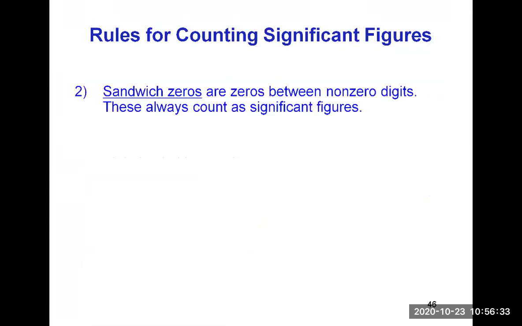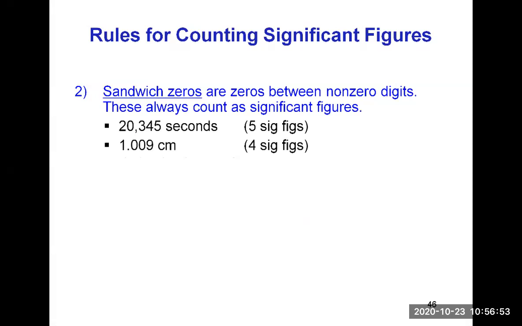Sandwich zeros are zeros between non-zero digits. These always count as significant figures. So it's those zeros between, in this example, the 2 and the 3. In 20,345 seconds, there are 5 significant figures. In 1.009 centimeters, there are 4 significant figures. All digits count here.